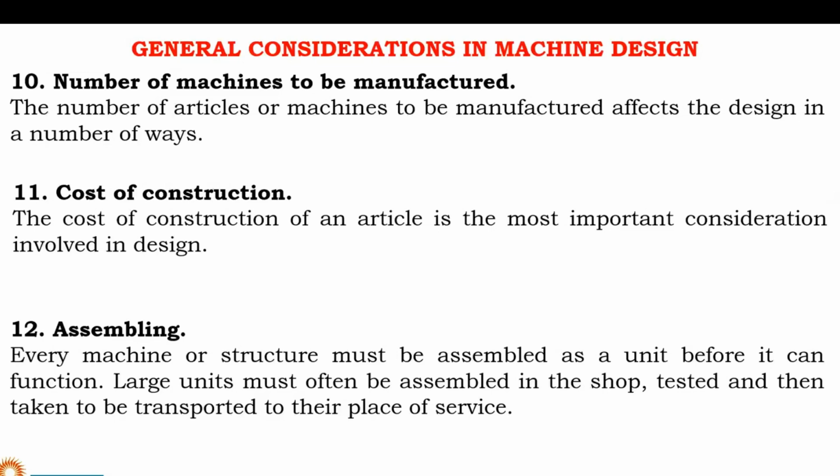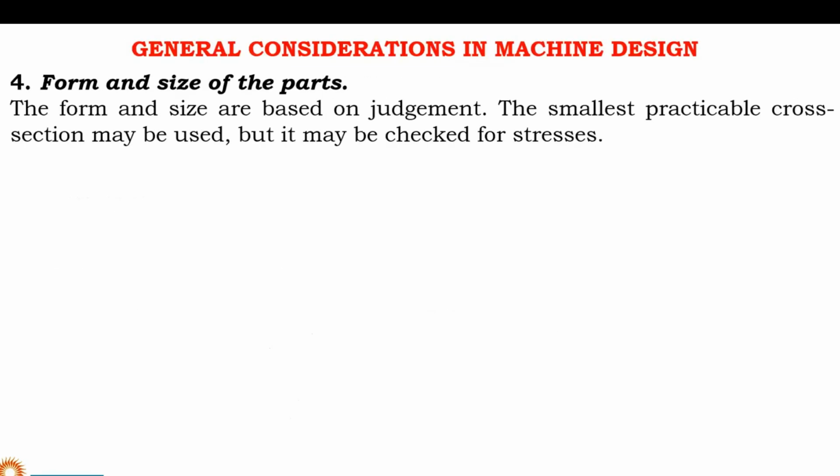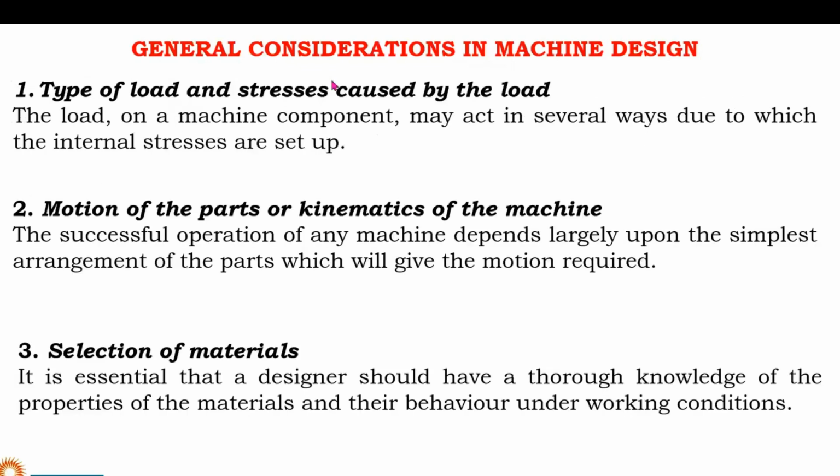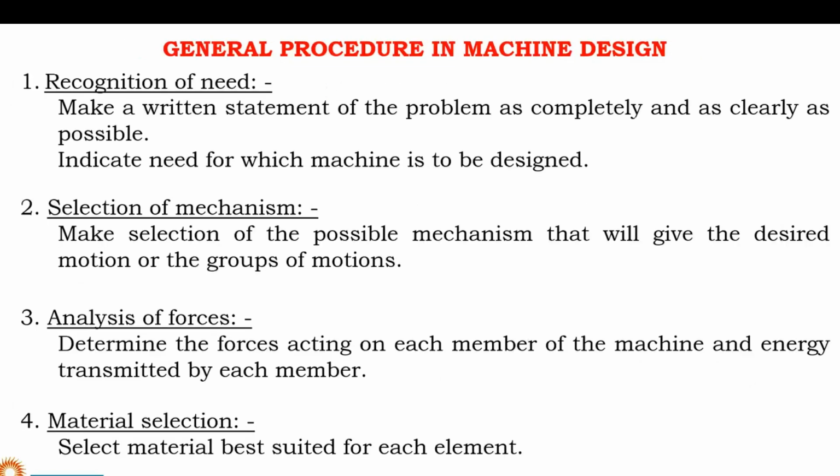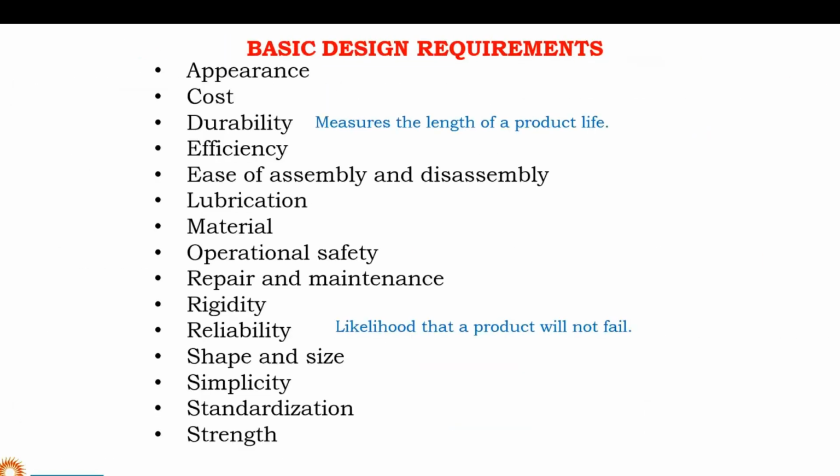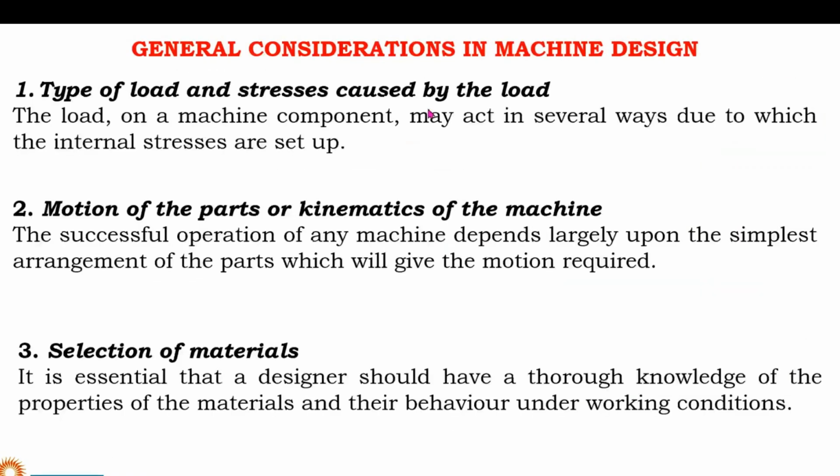So again, this depends on the decision that the particular engineer has to take, whether it should be assembled in the shop or it should be assembled at a particular location. So these are the various things called general considerations in machine design. So you can see that general considerations, general procedure, and the basic requirement of the design are similar. So basic design requirement and the general considerations are almost similar.